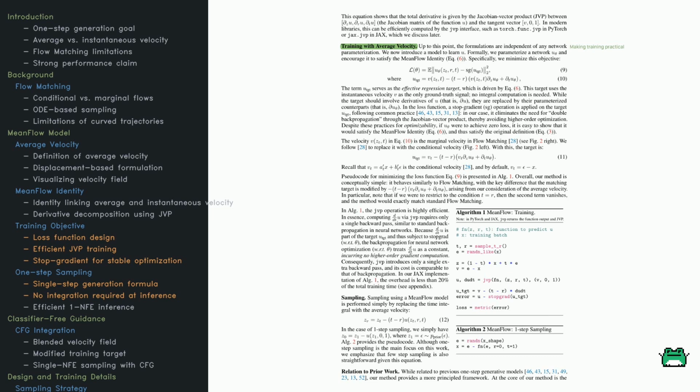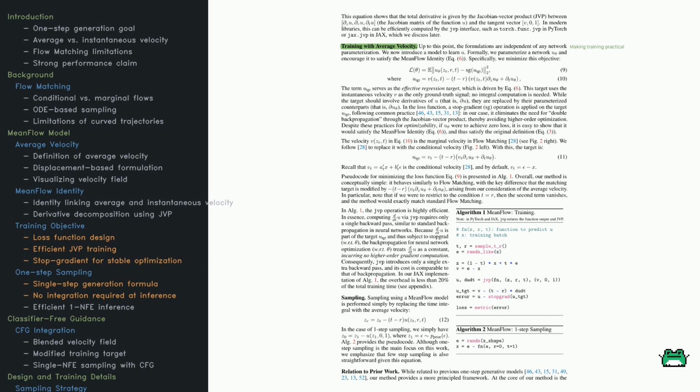Now for sampling. Once the model is trained, generating a sample is super simple. You start with noise and subtract the average velocity predicted between time 0 and time 1. That's algorithm 2. One step. That's it. And while the paper focuses on this one-step approach, it's worth noting that this framework could also support multi-step generation if needed.